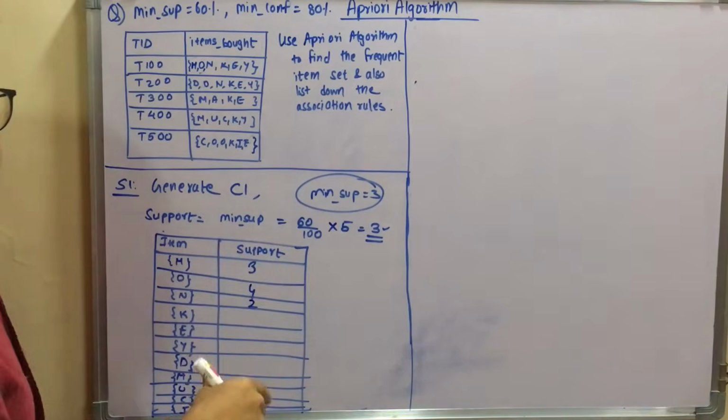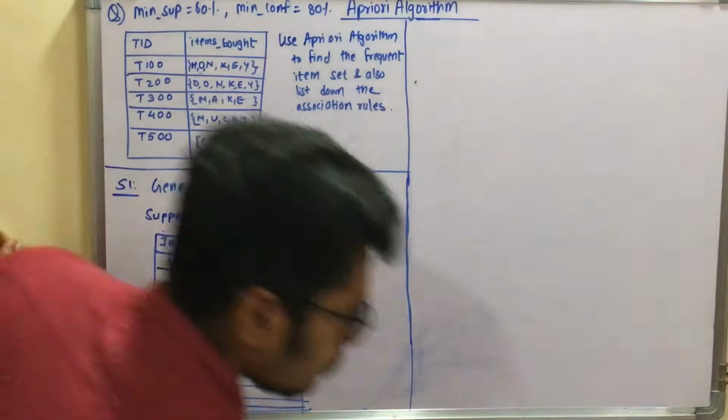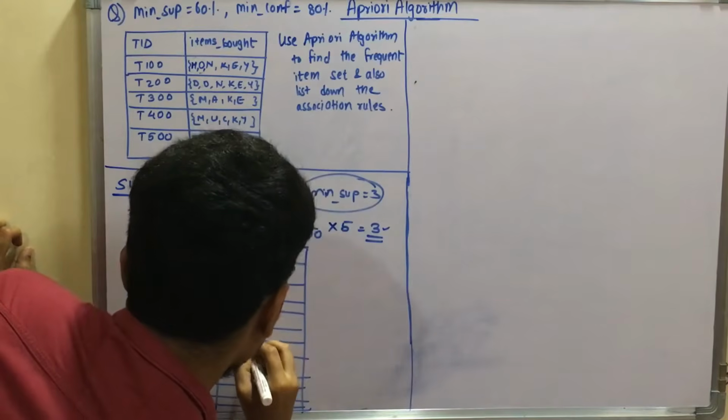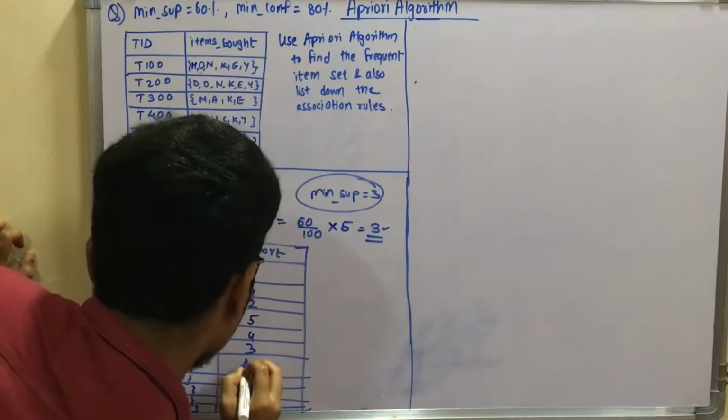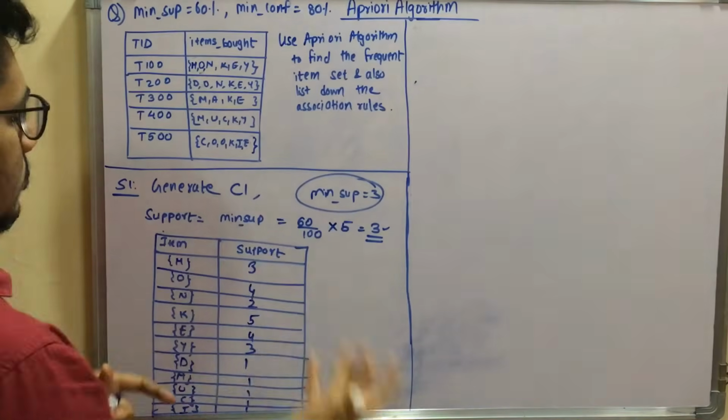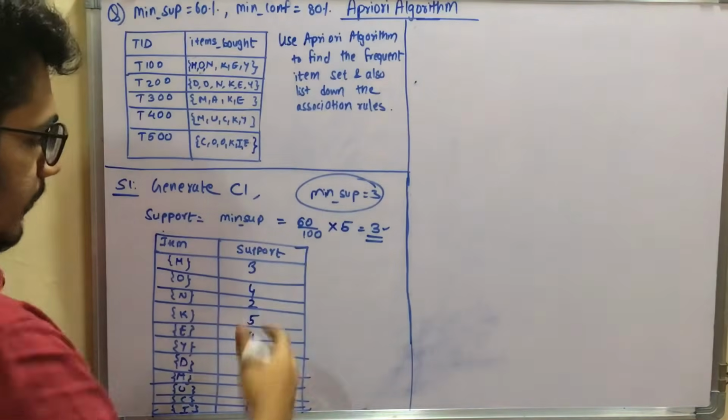Likewise you have to fill this table. I already have this table, so I will just fill it. And so it is 5, 4, 3 and the rest are all 1, 1, 1. You can just cross-check it against this item set. I already made it, so I just filled it in.